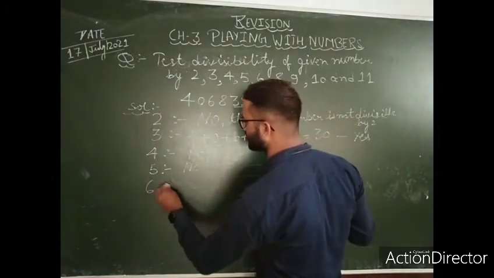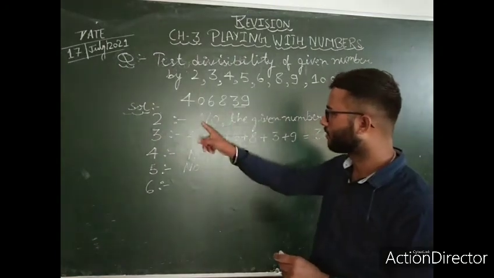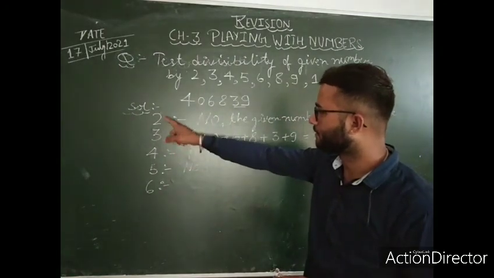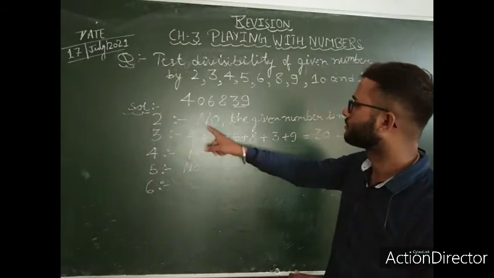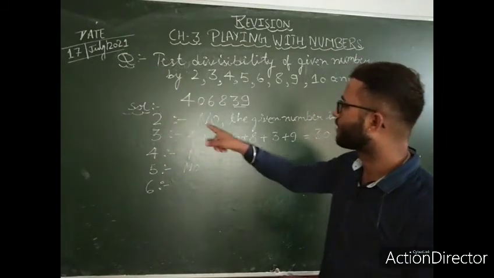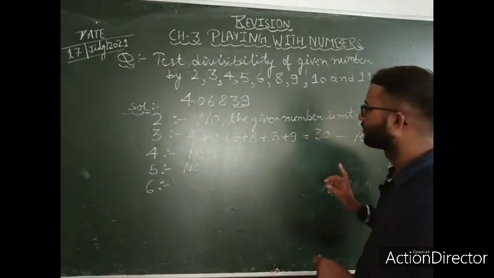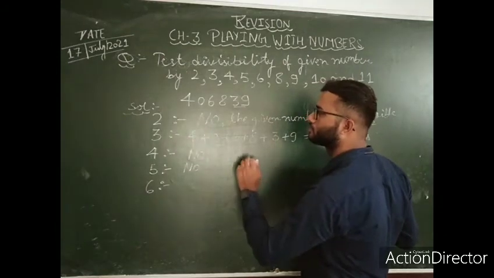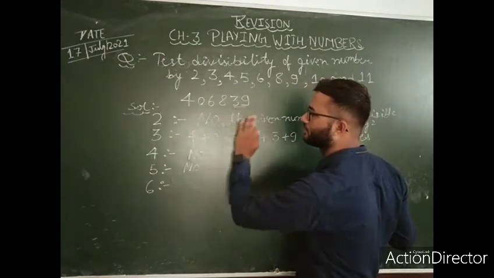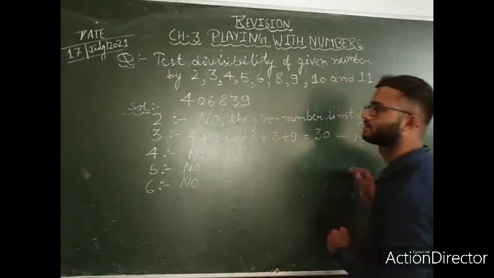Now 6. Here we have already tested divisibility by 2 and 3. The number is not divisible by 2 and is divisible by 3. So there is a condition, and it is not met. We say that the given number is not divisible by 6.